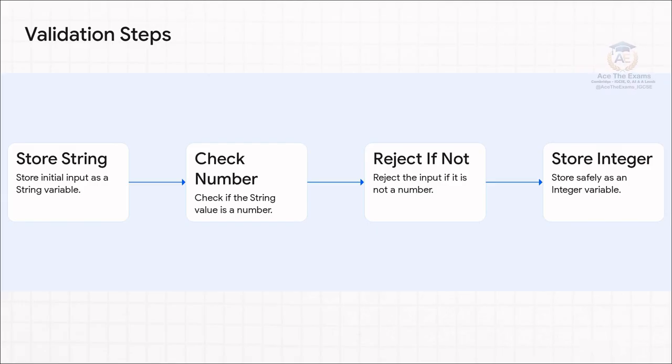Step 3, if it's not a number, reject it outright and prompt the user again. Step 4, if and only if it is a valid number, you then safely convert it and store it in your final integer variable. It's the ultimate shield for your code.